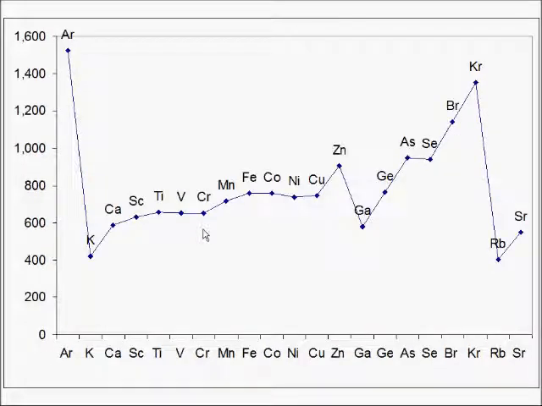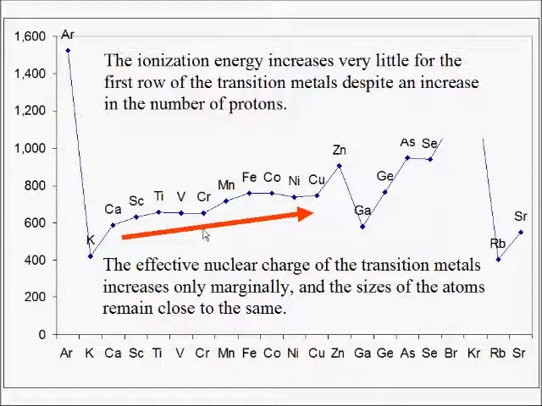When we get to the transition metals, we notice that there's less of an increase. All along the transition metals, these ionization energies are fairly close. That must mean that the effective nuclear charge is relatively the same all the way across the transition metals. This also accounts for why the size of the transition metals are all very close together.